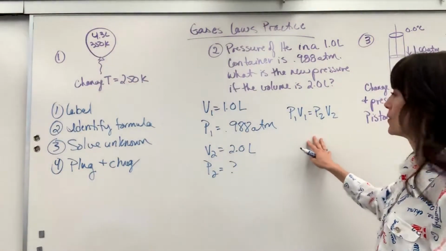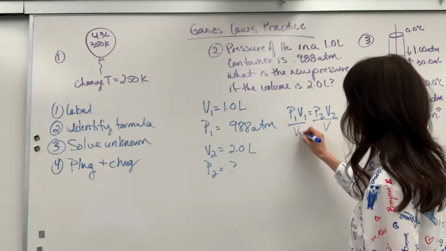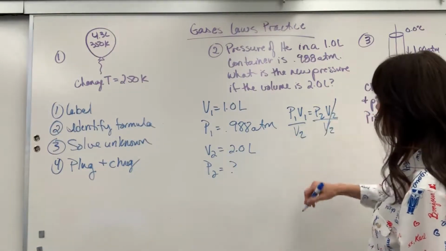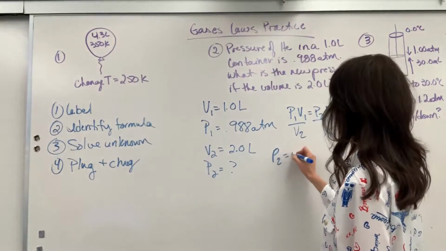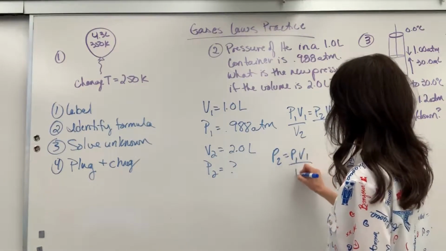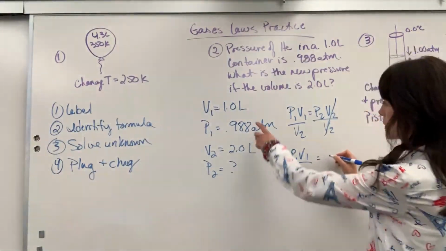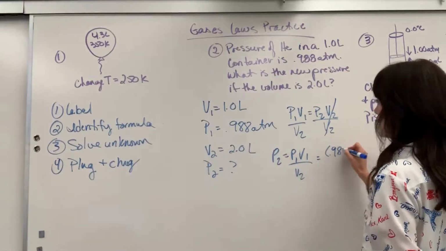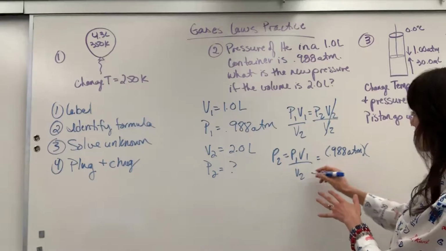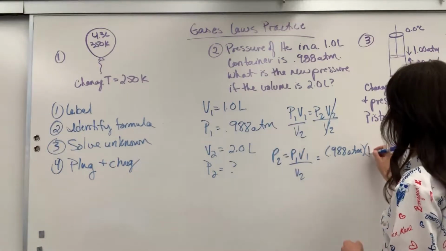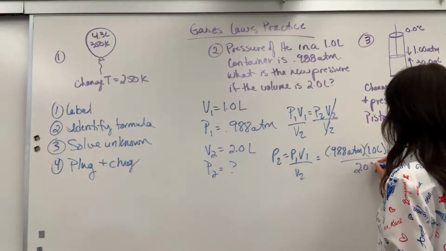Now we're going to solve for our unknown. I want to get P2 by itself, so let's divide both sides by V2. I divide by V2 so that cancels. Whatever I do to one side, I do to the other side. So we have P2 equals P1 V1 divided by V2. And now we can plug in our numbers. So the P1, 0.988 ATM, times V1 was 1 liter divided by V2 is 2 liters.